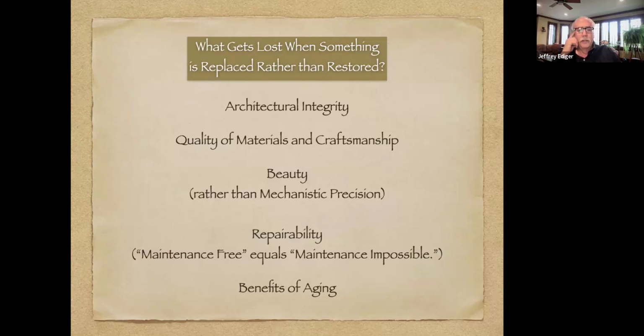We lose beauty. In our age, I claim we are an increasingly ugly culture because we have substituted mechanistic precision for beauty. The iPhone, it's not beautiful, it's just precise. It's very sleek. But beauty is not isolated to things of the past, but certainly many of the things of the past have great beauty and uniqueness to them that's worth preserving.